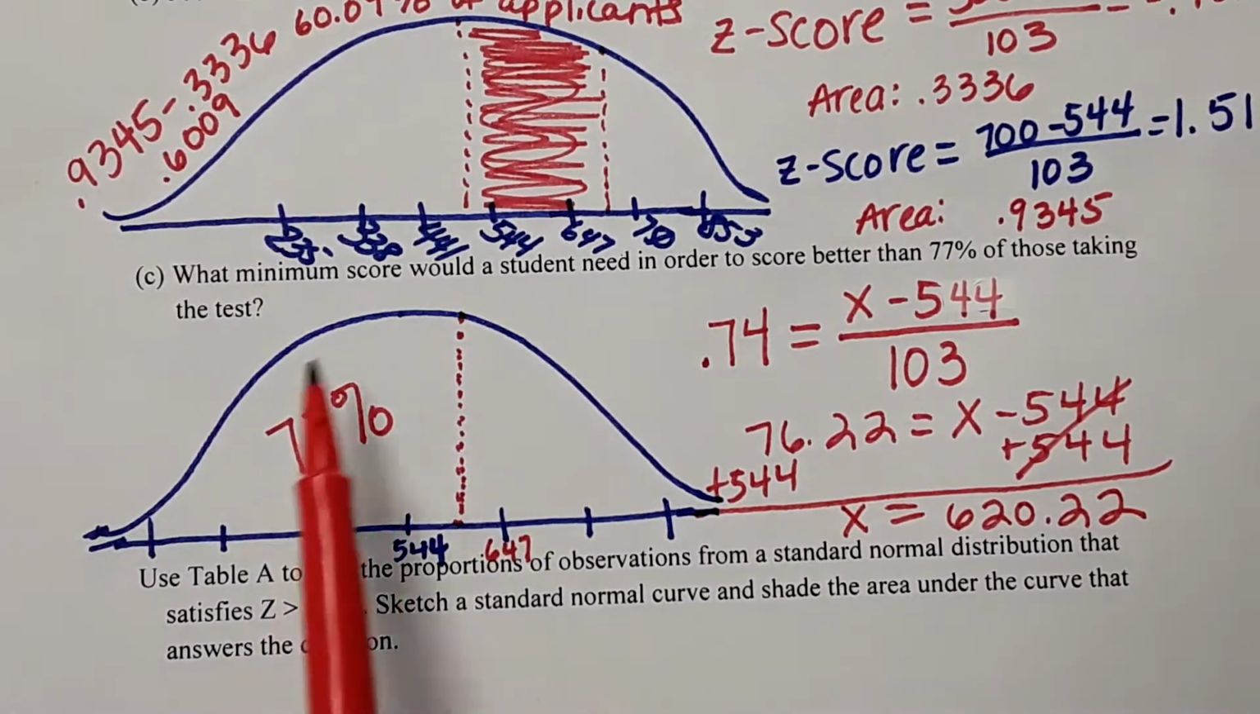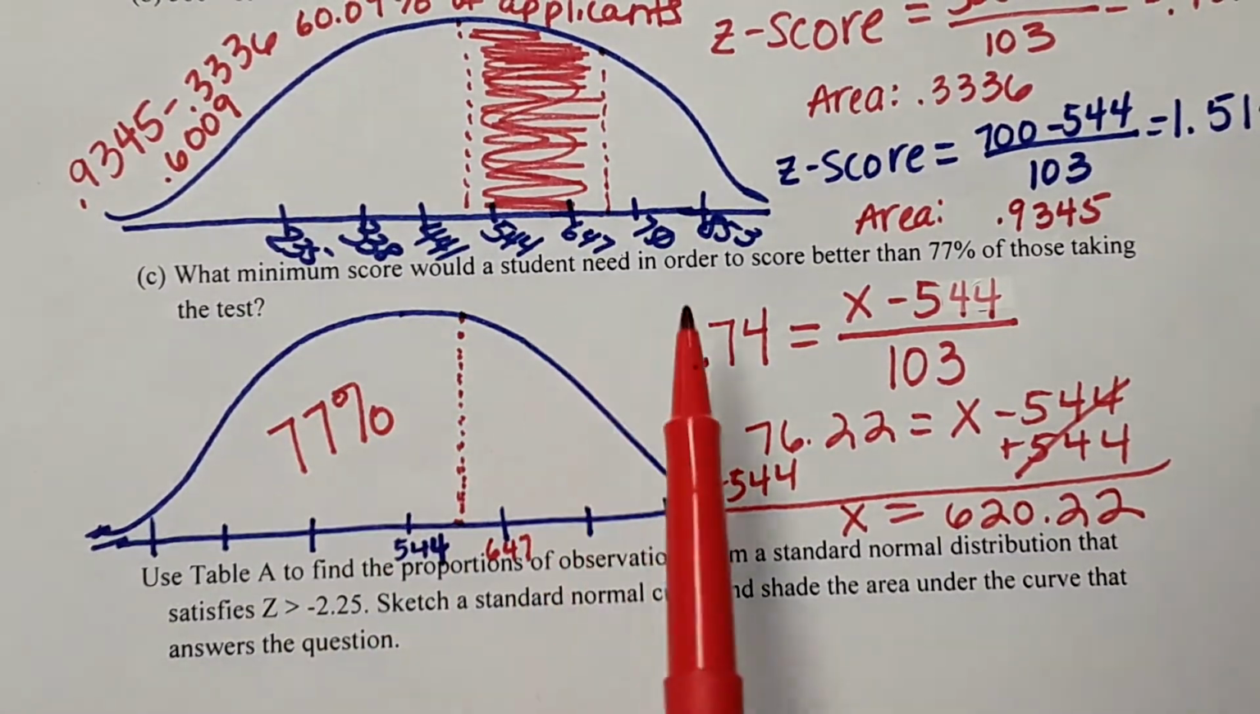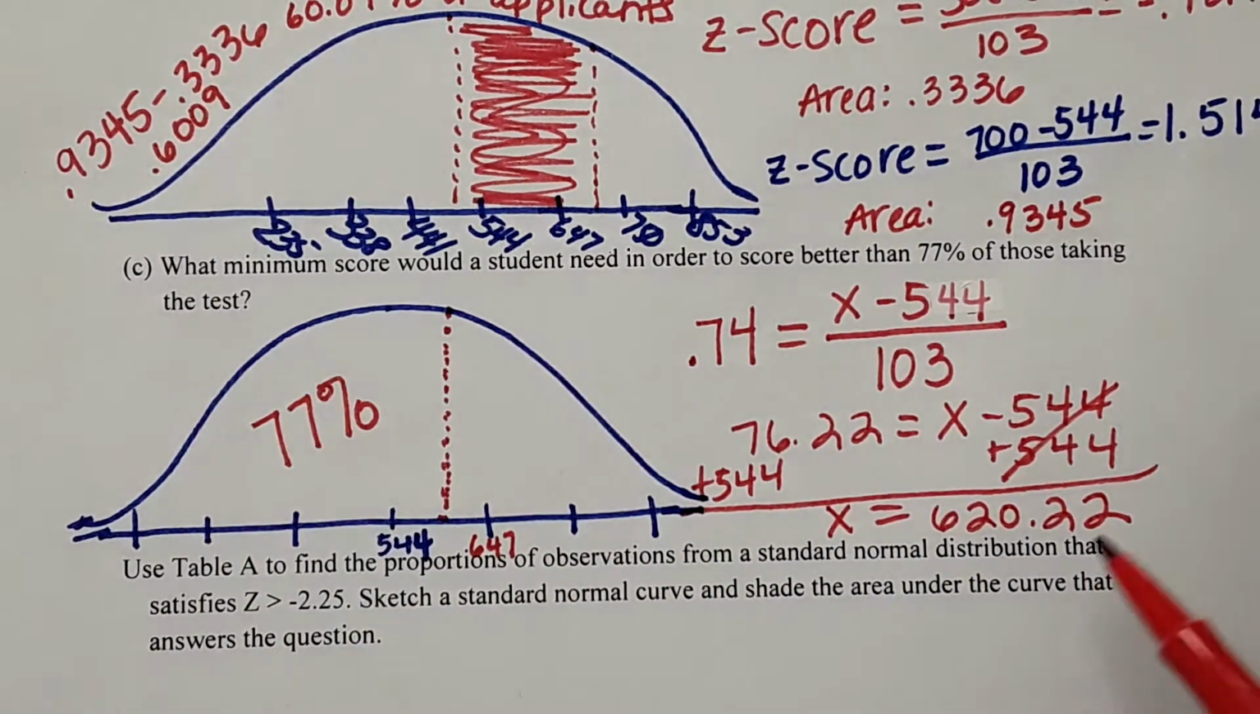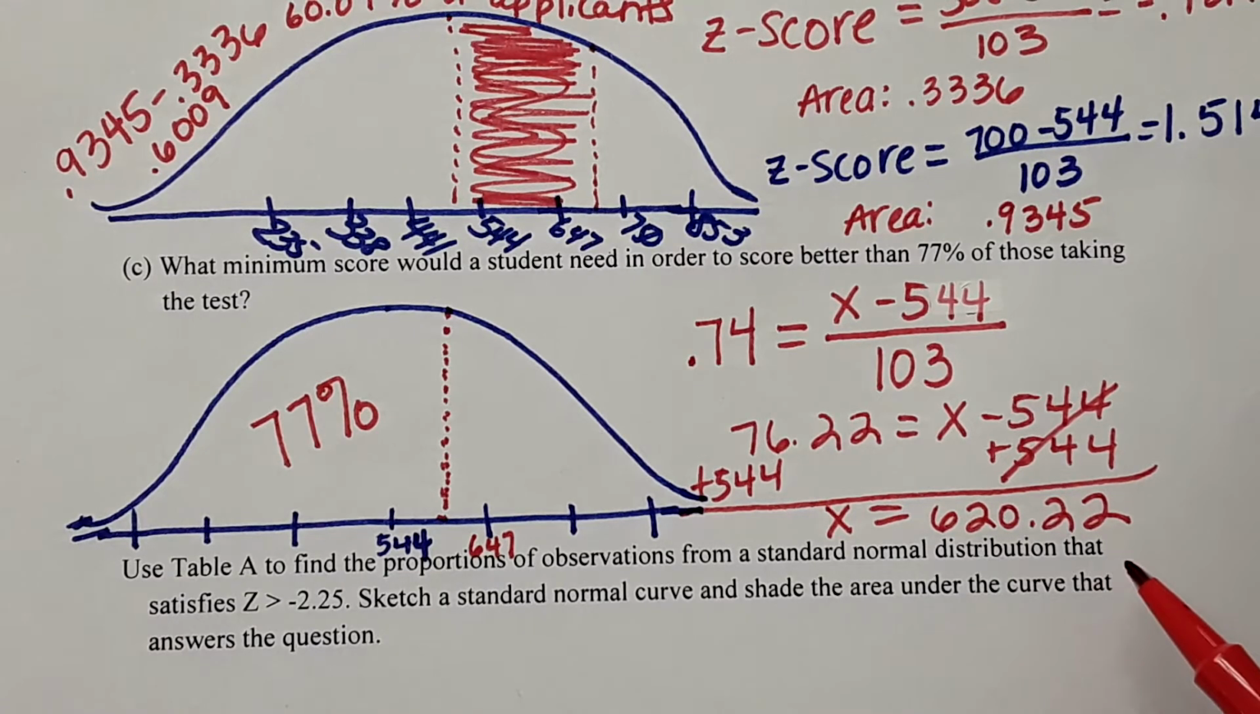So the minimum score a student needs in order to score better than 77% of those taking the test is 620.22. And yes, you're going to include the decimals. Is that what your question was going to be? I was going to ask, since it's a score, can you technically have... Yes, you can. And that is what they want.